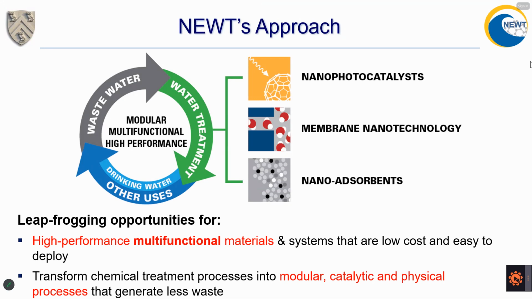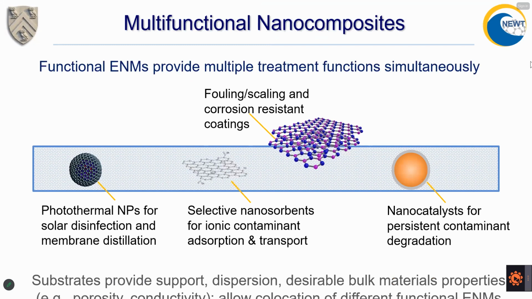And another transformation we wanted to promote is a transformation from conventional tank reactor, chemical reaction-based treatment processes to more modular, catalytic, and physical process-based treatment systems that produce less sludge and are also more compact and easier to deploy. So my work has, as our chair mentioned, primarily focused on developing nanocomposite membranes or thin films and using them in different water treatment processes.